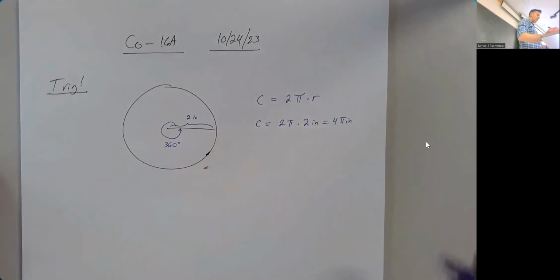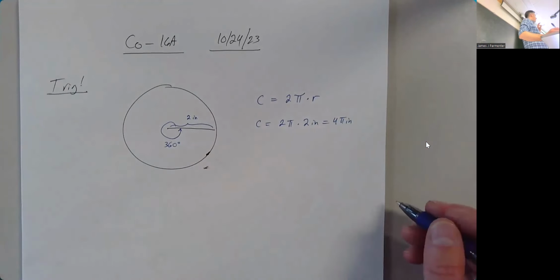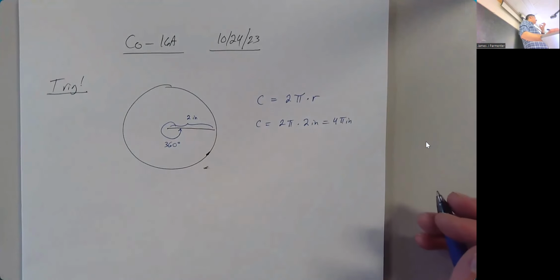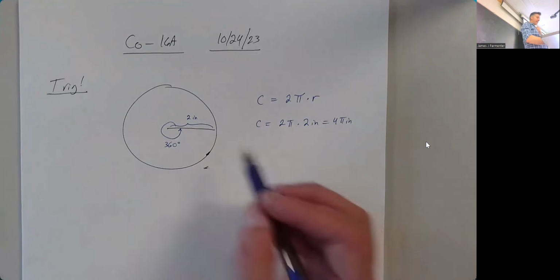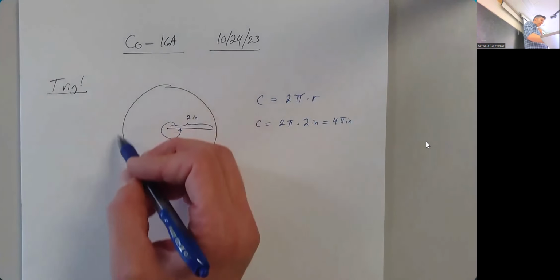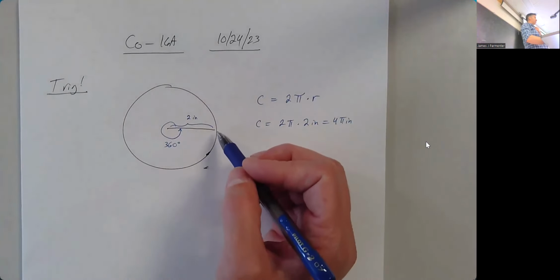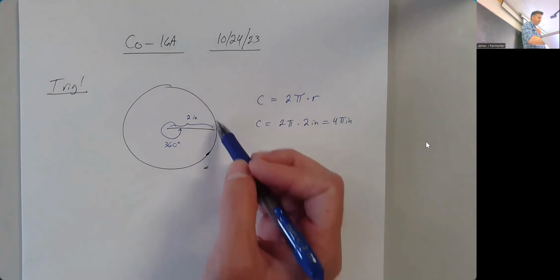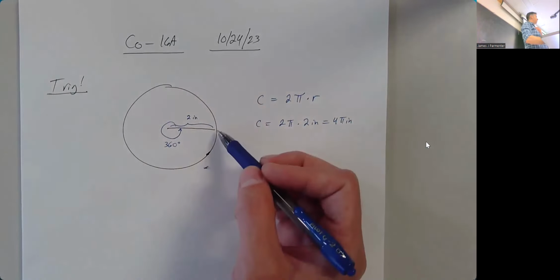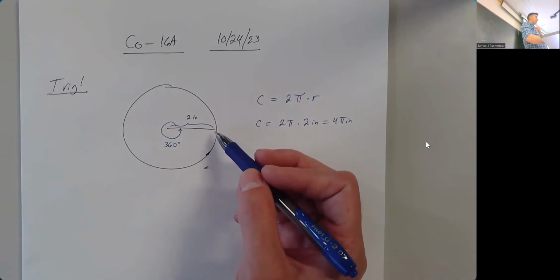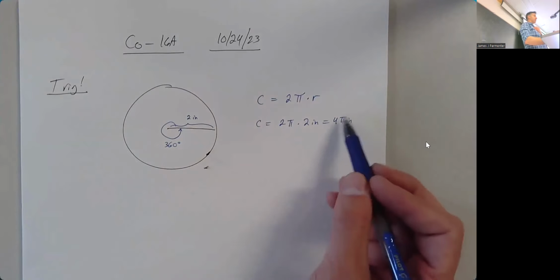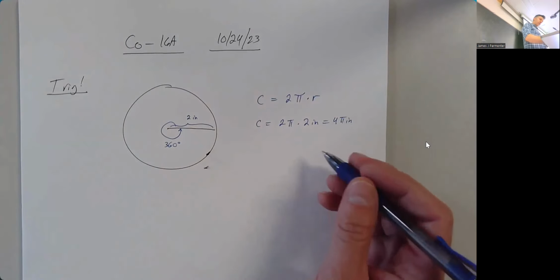Okay, whatever. So what I want to point out is when you talk about an angle in radians, you are literally talking about how many radii are on the circumference of the circle or on the arc of the circle. So if you go one full circumference here, the length of the circumference is exactly 4 pi inches here.